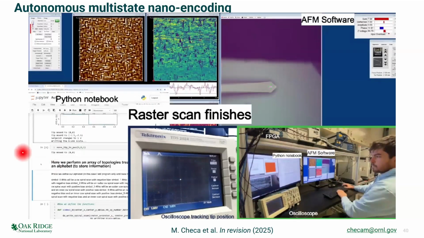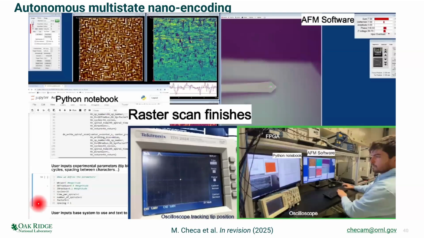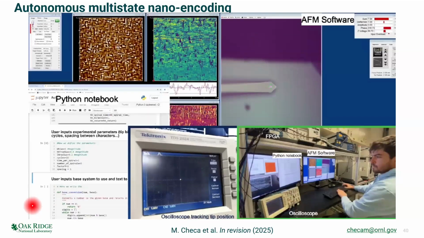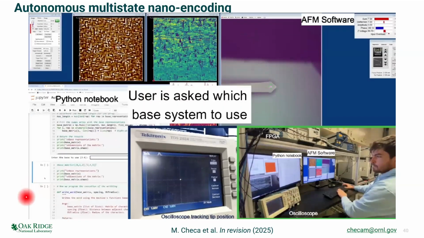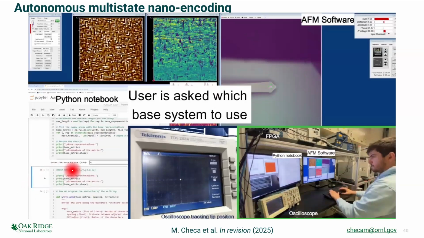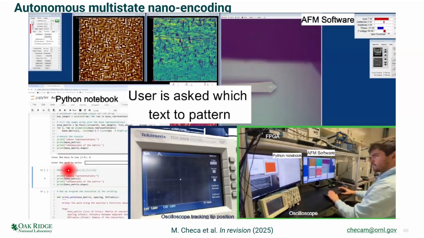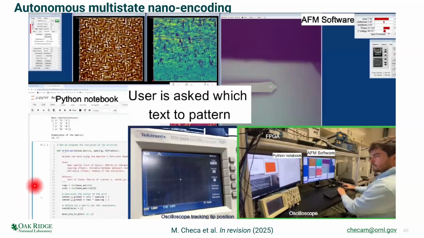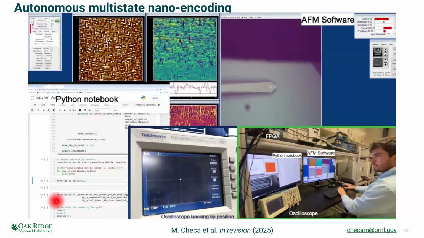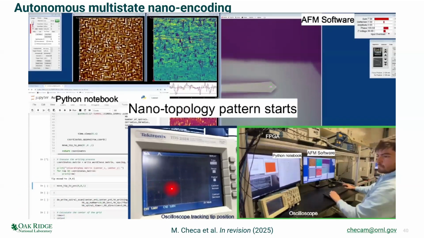We keep going in the Python notebook. And now, the user is going to input which base system we want to use, in this case 6, and which word we want to write. So it's, in this case, ORNL. And then we keep going with the Jupyter notebook, and the tip will start scanning and writing directly what the user has given as an input.